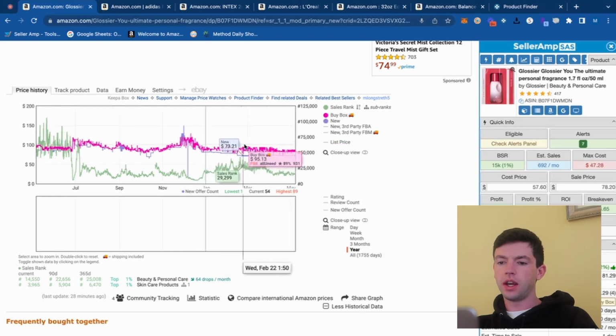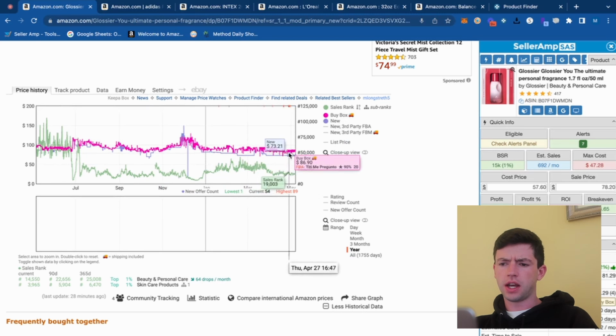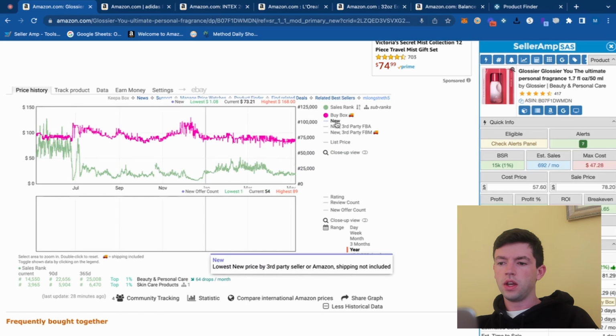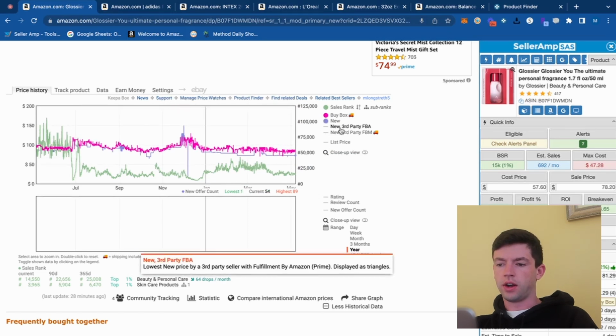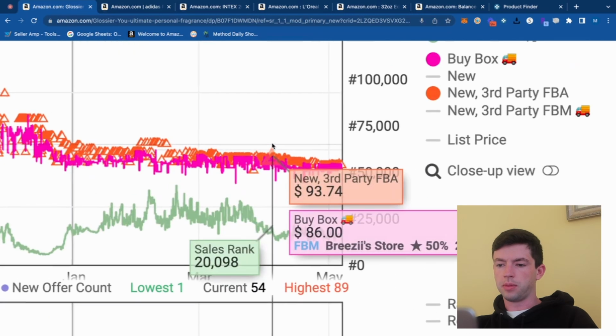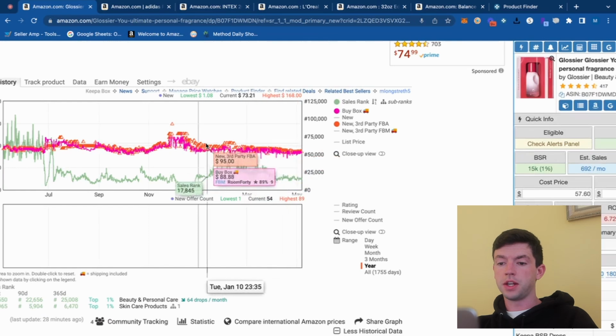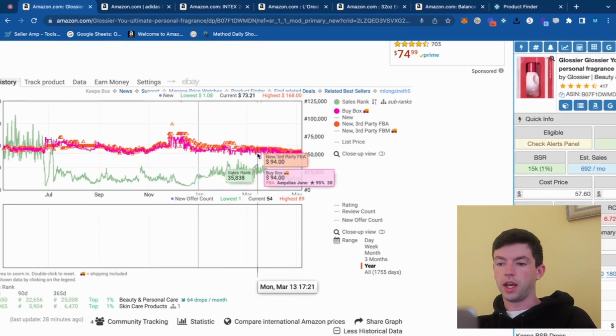The new price right here is auto selected. It just shows the lowest new price, whether it's used or new. It's not really important, and I would love to unselect it, but I just want to show you guys in general. New third-party FBA right here is actually the orange triangles that you're seeing pop up. This represents the lowest third-party FBA price, and an orange triangle doesn't necessarily represent a sale, but it represents a change in the lowest FBA price.